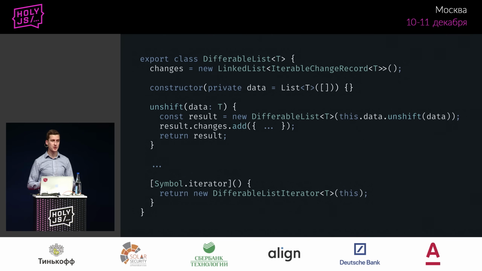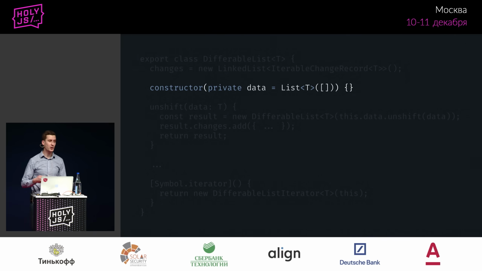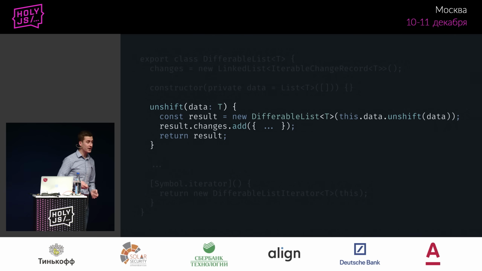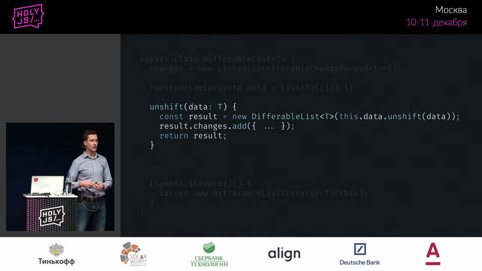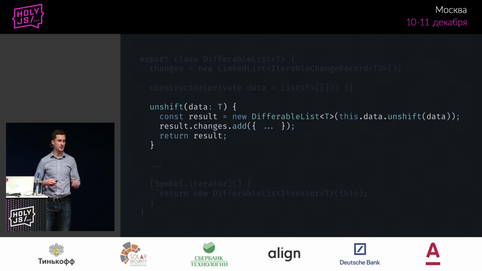Inside of this data structure, we're going to keep track of the changes which happen to it. In this specific case, we're going to use a linked list because it performs slightly better compared to array. And we don't need random access to individual elements, so that's fine. And we're going to decorate the Immutable.js list. And when we modify this Immutable.js list, we're going to just push the change which happened inside of the data structure, inside of the list of changes.